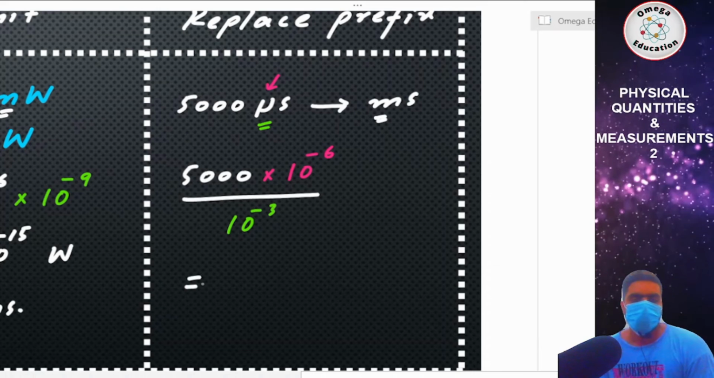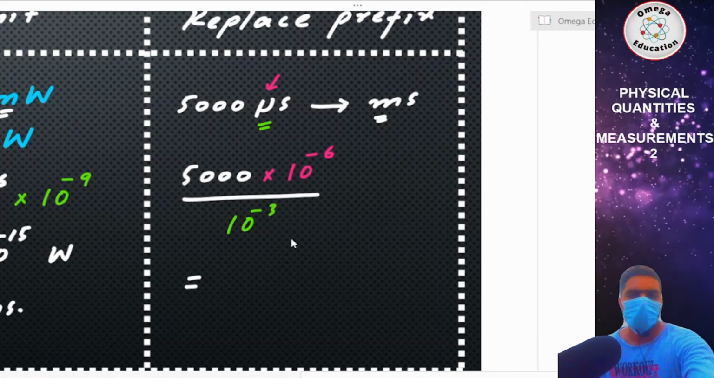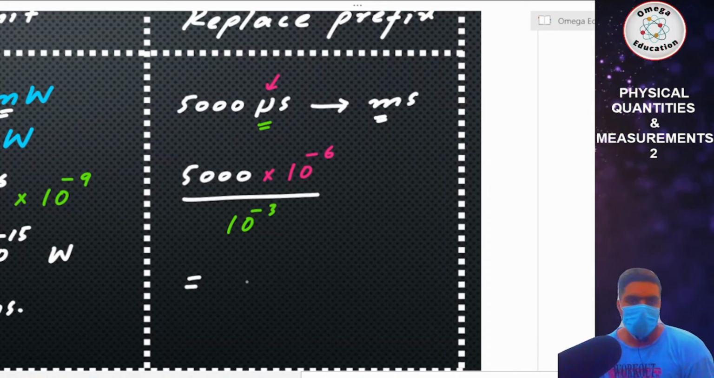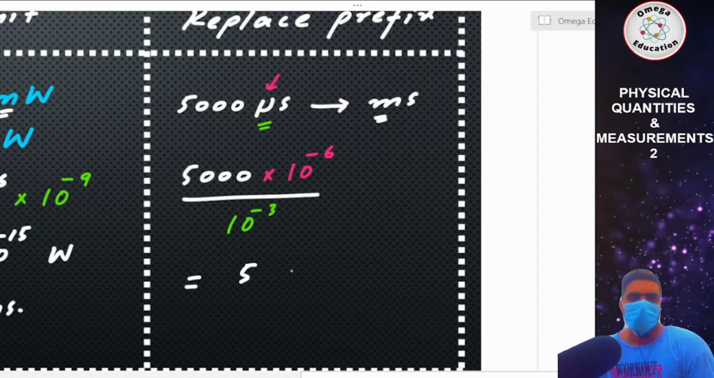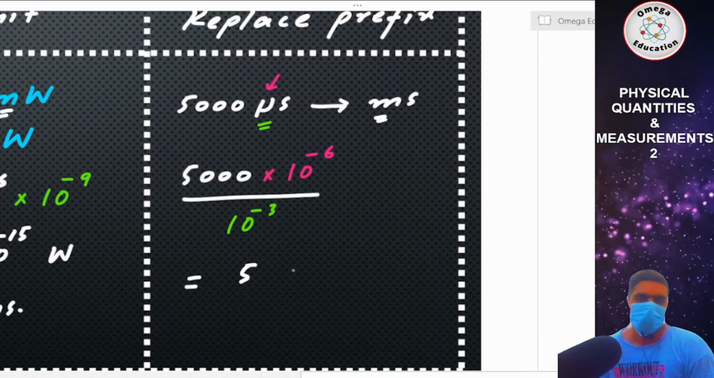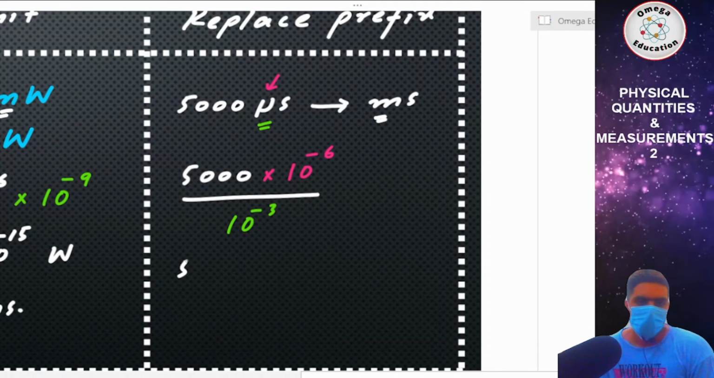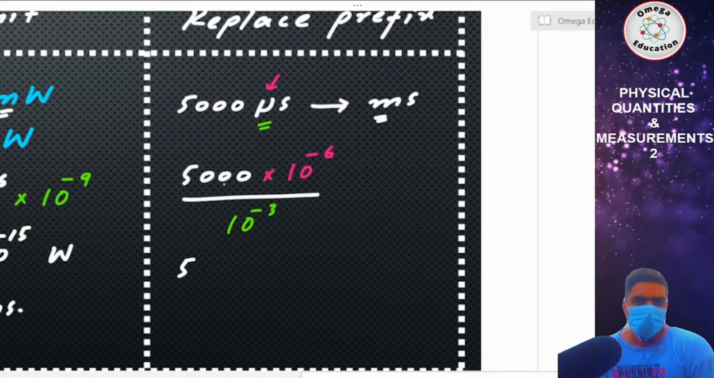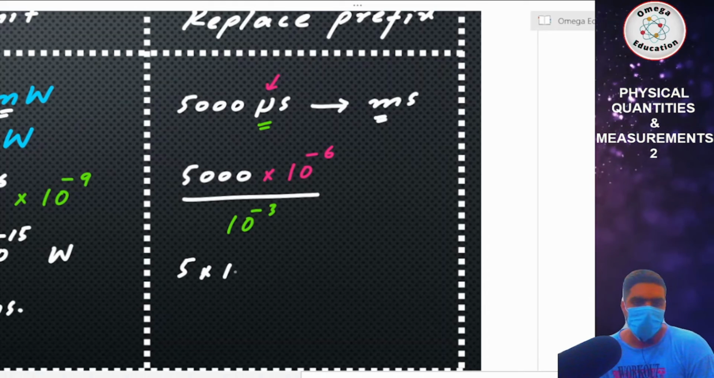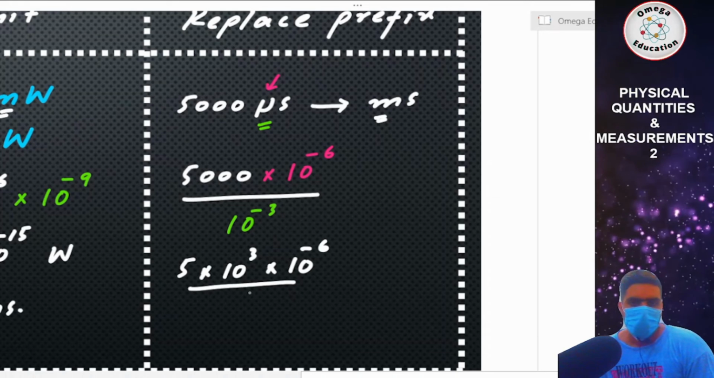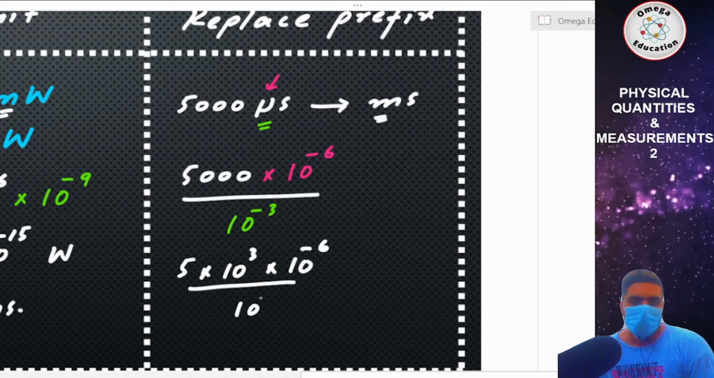Like for this one, if I try to sort out this one, the final answer would be 5. Right? If you want me to show the calculation, I can show it over here, because 5000 can be written as 5 into 10 to the power 3, then 10 to the power minus 6 as it is, and then 10 to the power minus 3 here.